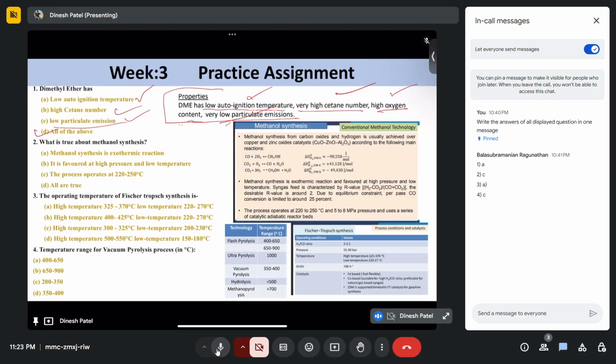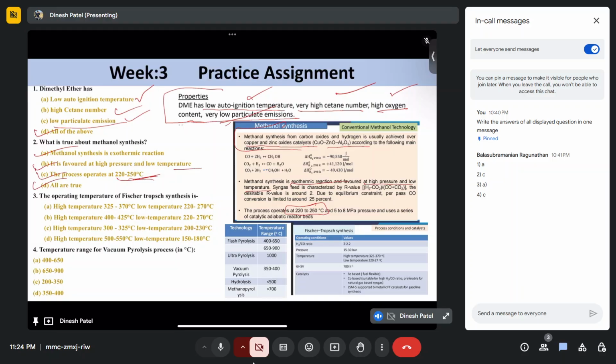The question is, what is true about methanol synthesis? So this is a methanol synthesis process. Here we use copper and zinc oxide as a catalyst. Methanol synthesis is an exothermic reaction. It is favored at high pressure and low temperature. The process is operated at 220 to 250 degrees Celsius. So yeah, it is right. The correct answer is D.